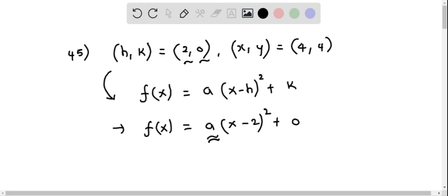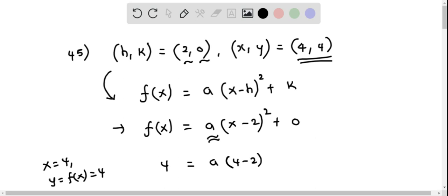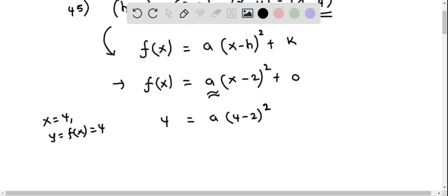However, we have to determine the value of a, which is a constant. And for that, I'm going to plug in the point (x, y) = (4, 4). So here I plug in x equal to 4, and y is basically f(x), so I'm going to plug in f(x) = 4. So therefore this becomes 4 = a(4 - 2)^2 + 0. So let's determine the value of a from this.